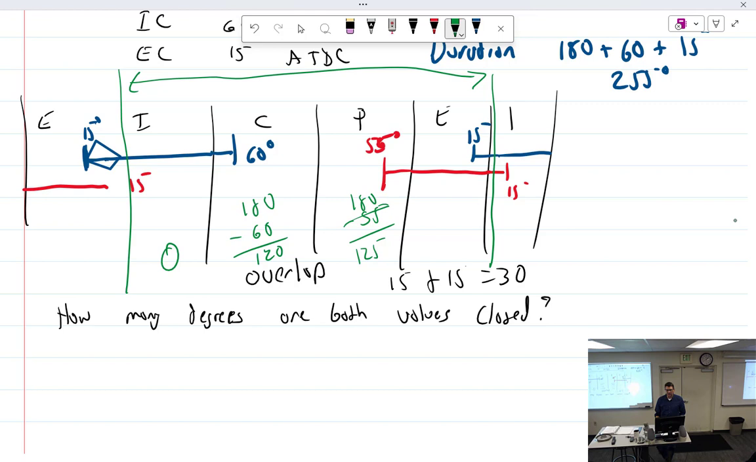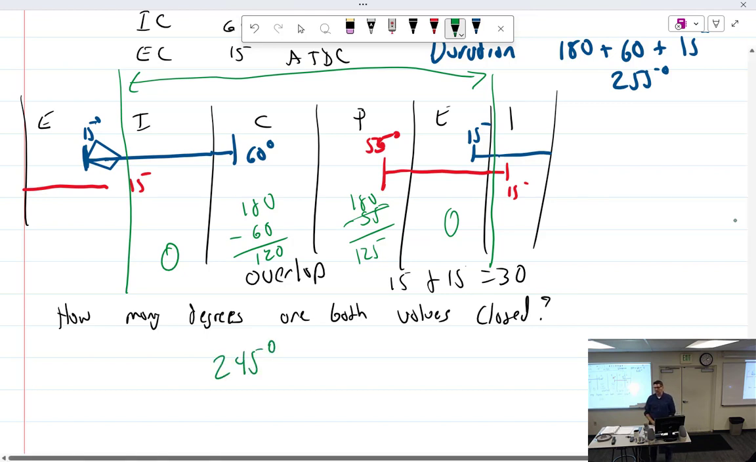And then how many? 0. So both valves are closed. Or 245 degrees. Everybody should be able to do this. And I think if you draw a little grid like this, there's no reason why you can't. Everybody understand this so far? They're just simple little questions asking if you can understand what's happening inside of the engine.